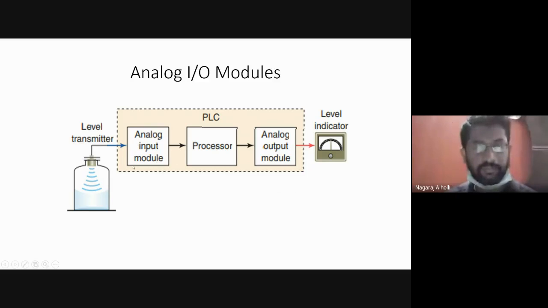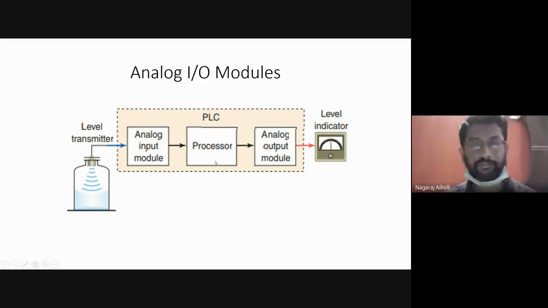It will sense the analog input module. Just now we went through all those blocks of the analog input module, the different blocks, right? From the analog input module, it is converted from analog signal to digital signal by the ADC. There is a block called ADC, analog to digital converter. A for analog, D for digital, C for converter. This ADC will convert the analog signal to digital signal, and it will be applied to the processor of the PLC.